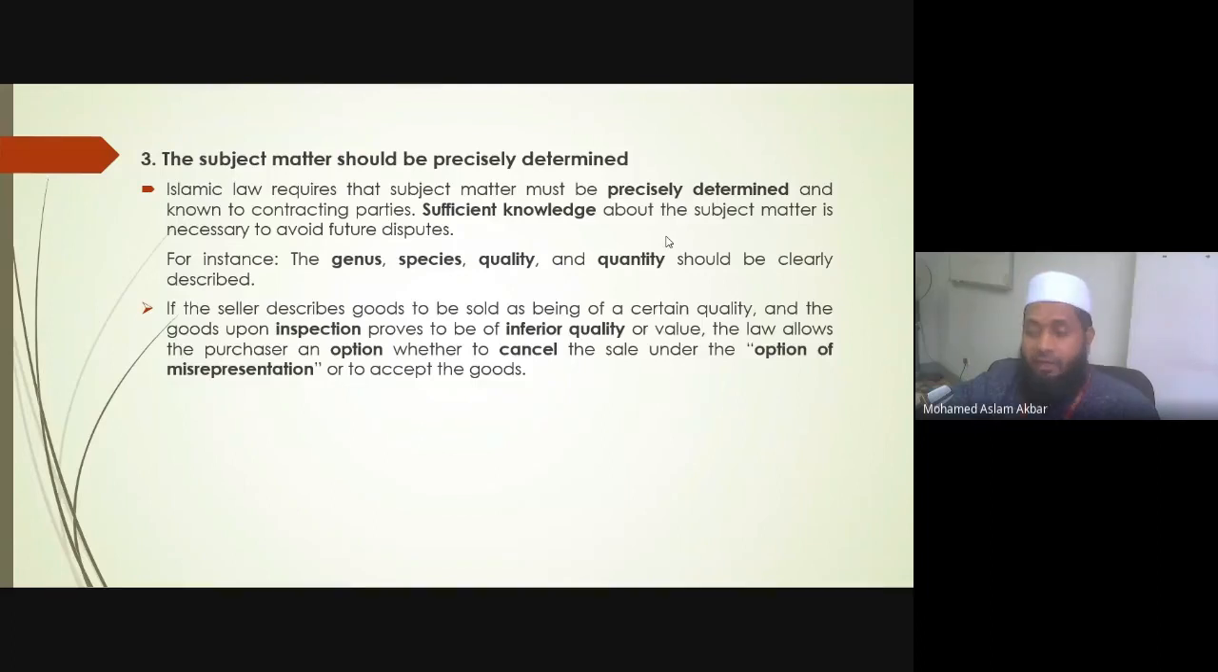Let's say sometimes we buy durian for 10 ringgit per kilo. Sometimes they say 100 ringgit per kilo. I was like, 100 ringgit per kilo? Then of course I have every right to know what kind. So the genus, the species, the quality and quantity should be clearly described. That's the reason why when you are buying sugar for 5 ringgit, you have to know how many kilos that actually is. Is it 1 kilo or 2 kilo, or is it 100 gram or 200 gram? Isn't it? So we always ask how much and what is it.